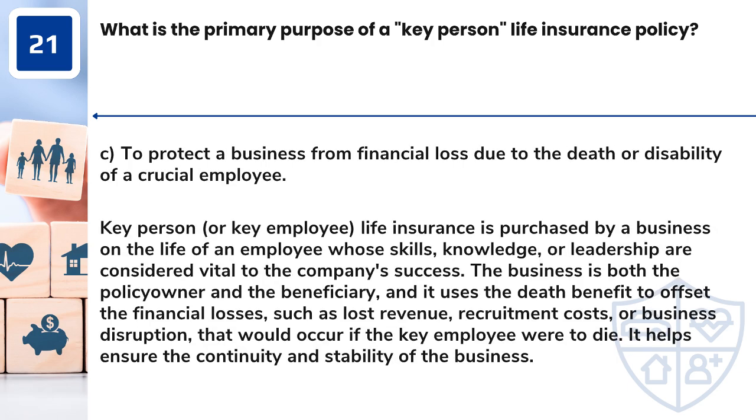Answer: C. To protect a business from financial loss due to the death or disability of a crucial employee. Key person or key employee life insurance is purchased by a business on the life of an employee whose skills, knowledge, or leadership are considered vital to the company's success. The business is both the policy owner and the beneficiary, and it uses the death benefit to offset the financial losses, such as lost revenue, recruitment costs, or business disruption, that would occur if the key employee were to die. It helps ensure the continuity and stability of the business.